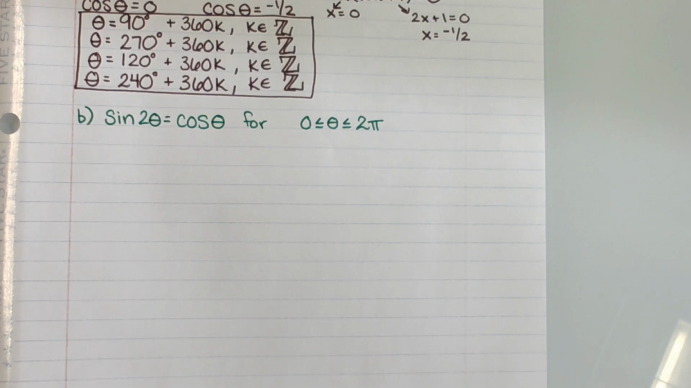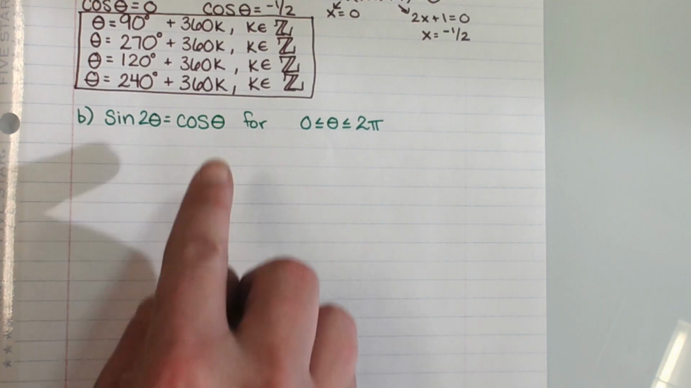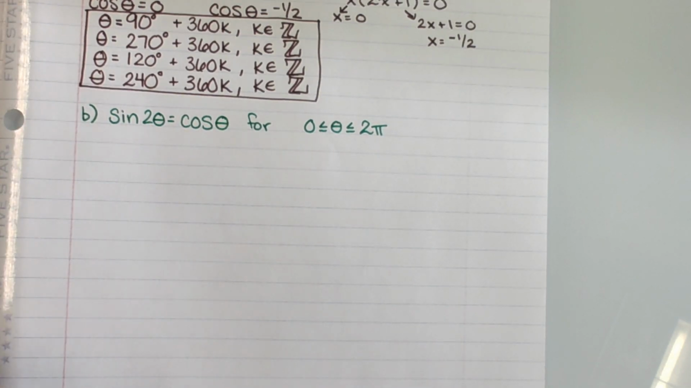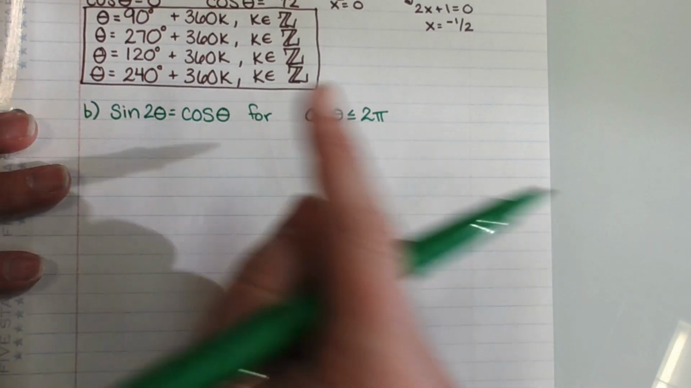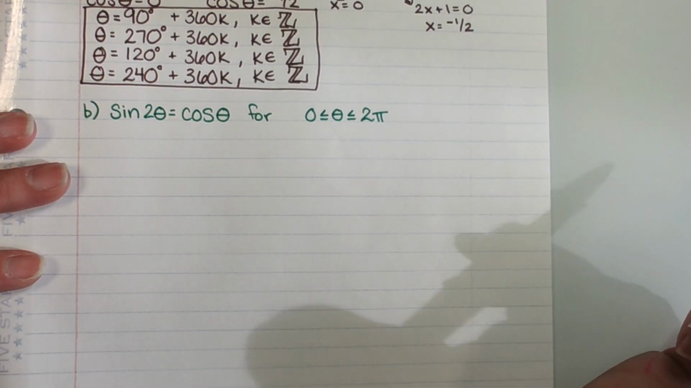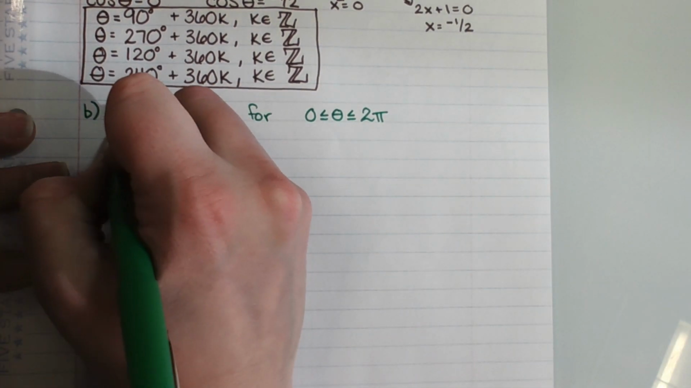Sine of 2 theta is equal to cosine of theta for theta between 0 and 2 pi. What's the first thing you notice? 2 theta. Sine of 2 theta. I don't like having theta and 2 theta. 2 theta can change to theta pretty easily. Sine of 2 theta becomes what? 2 sine cosine.